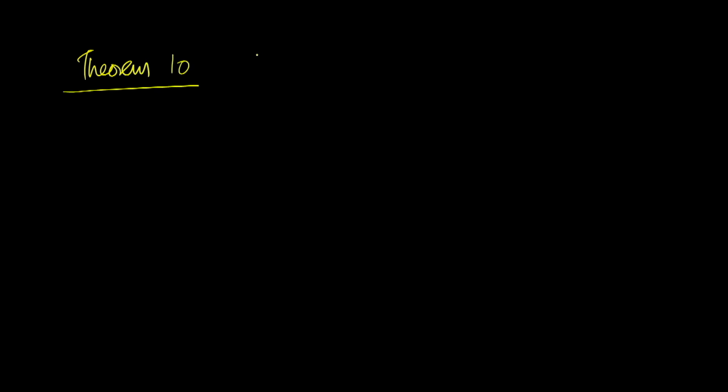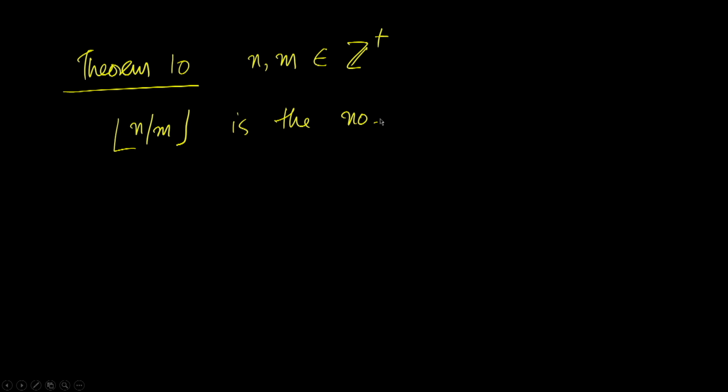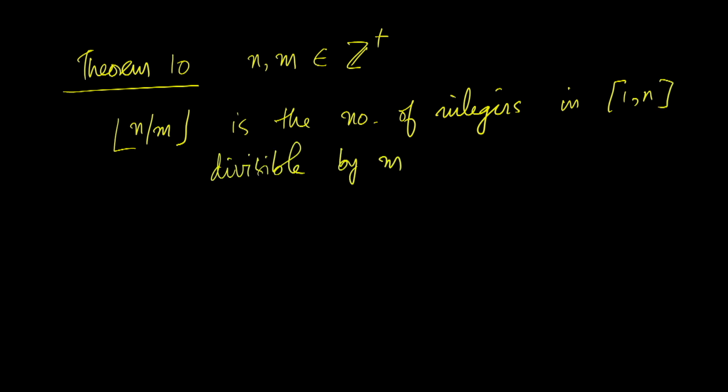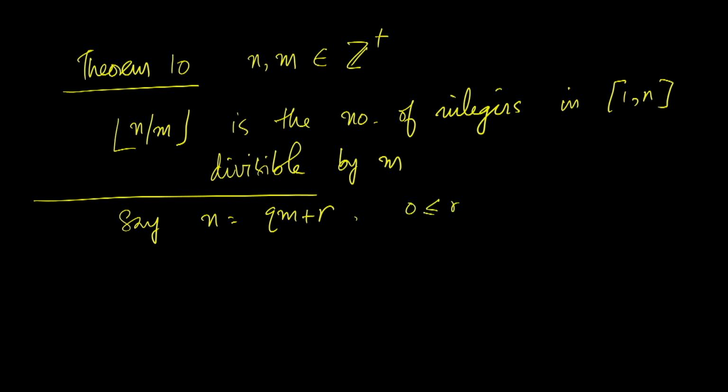Another result about ceiling and floor is this: for n and m belonging to z plus, the set of positive integers, floor of n by m is the number of integers in the range 1 to n divisible by m. Say n is qm plus r. For any two positive integers n and m, we can write n as qm plus r for r that is greater than or equal to 0 but less than m.